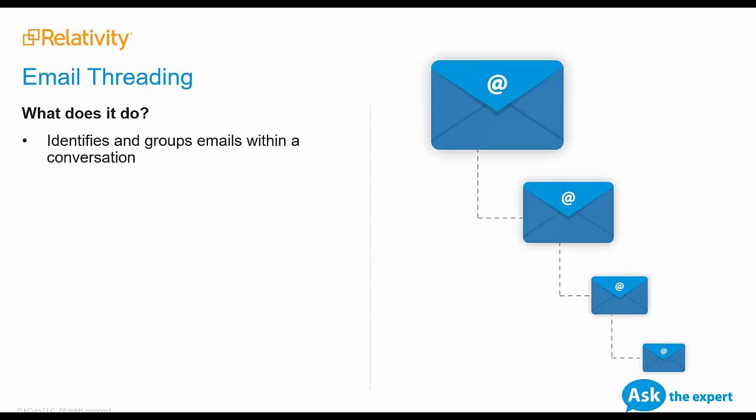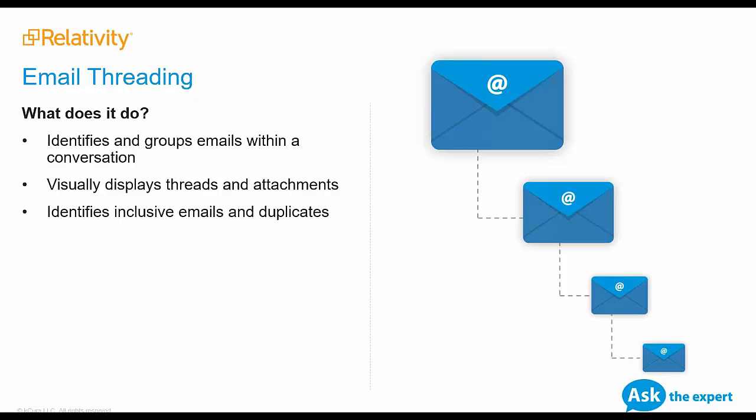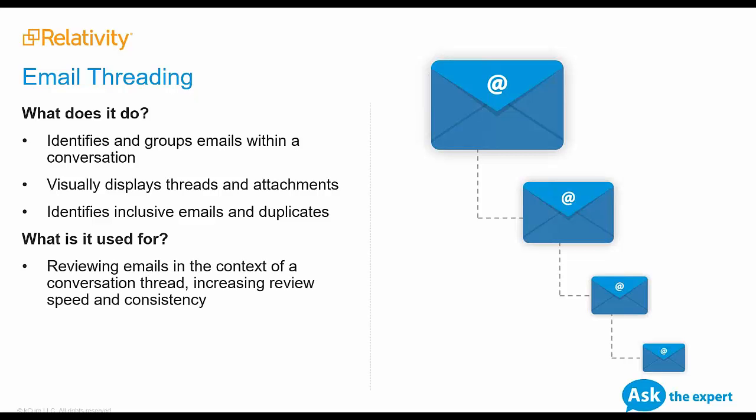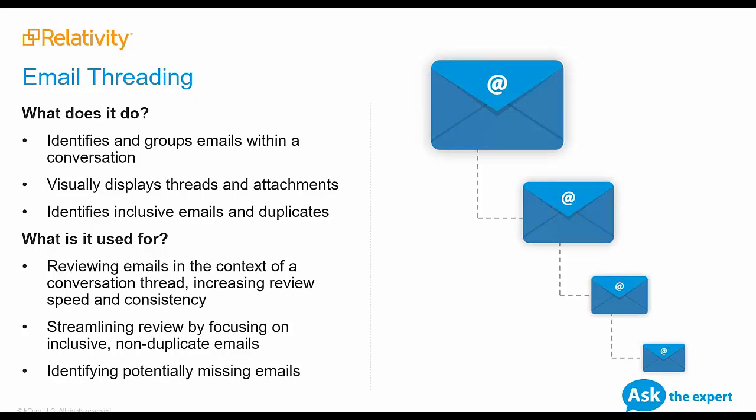So of course, email threading in general is going to identify and group your emails within a conversation. You have the ability to visually display the threads with their attachments. You'll see the system will point out and flag inclusive emails as well as duplicate emails. Of course, it's used to help you review in the context of an email conversation, which in and of itself, by organizing the data, helps the reviewers move faster and more consistently. You can streamline the review by culling out or removing items that are either non-inclusive or duplicates, so just focusing on those inclusive emails.